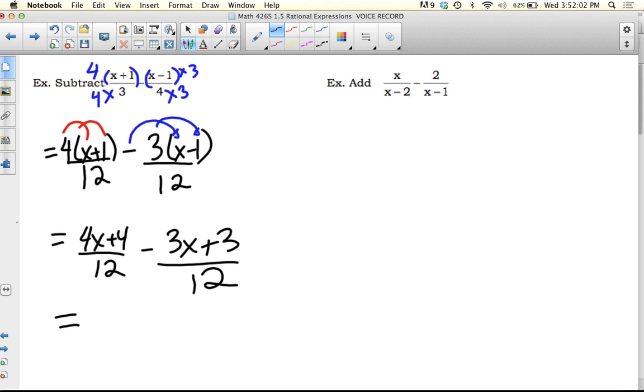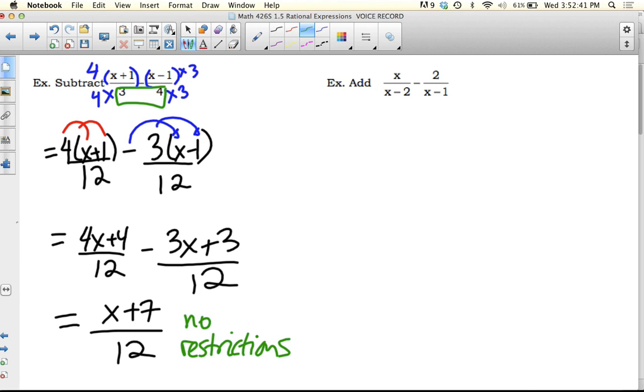So we can now just combine across the top. So we have 4x minus 3x, which is x, and we have 4 plus 3, which is 7. Okay, so it's x plus 7 over 12. Are there any restrictions? Well, if we look at our denominators, they're just 3 and 4. Is there any way those could be 0? No. Okay, so we don't have any variables there, so we don't have any restrictions.